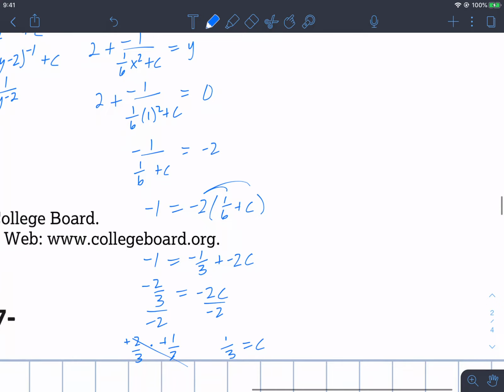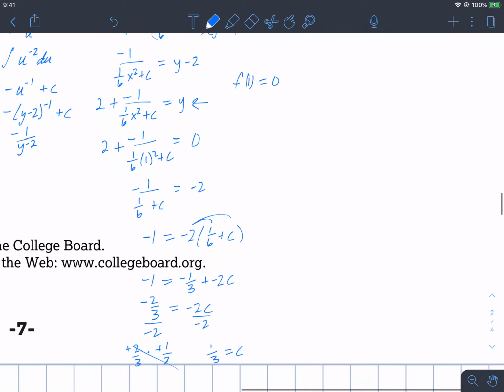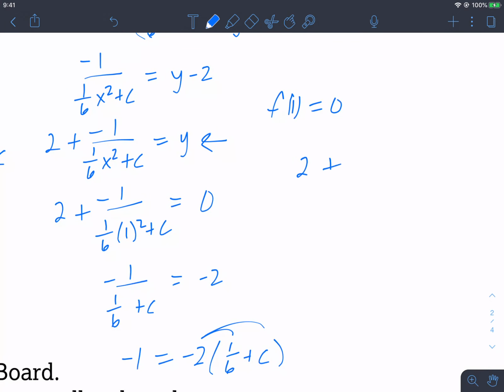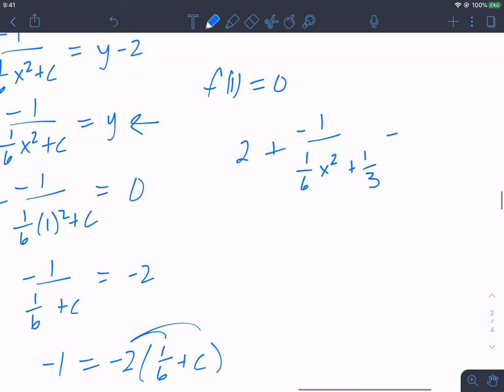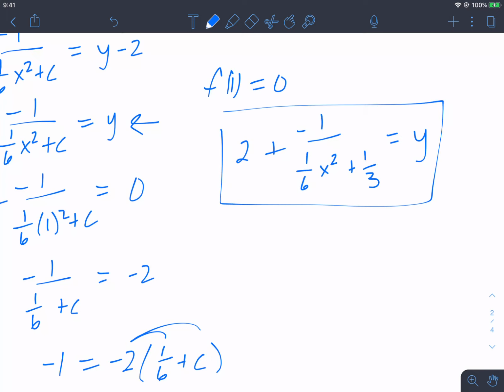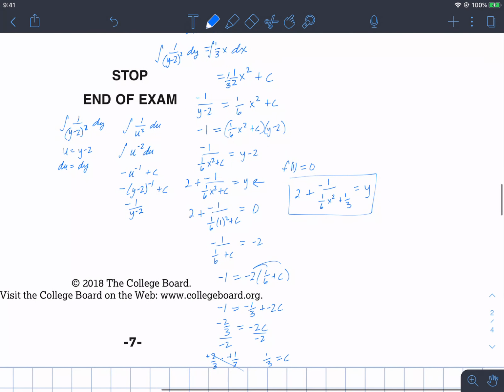What I would end up with is going back to this equation and plugging in my c value of 1/3. So y equals 2 plus negative 1 over (1/6 x squared plus 1/3). All right, so this would be the answer. Although it's not the prettiest of answers, it would still work, and you could rearrange it a little bit to get rid of the fractions on fractions, but for the sake of the AP exam, you're good there. You don't need to simplify that any further. You've got the right answers. Everything checks out. You did all the steps.